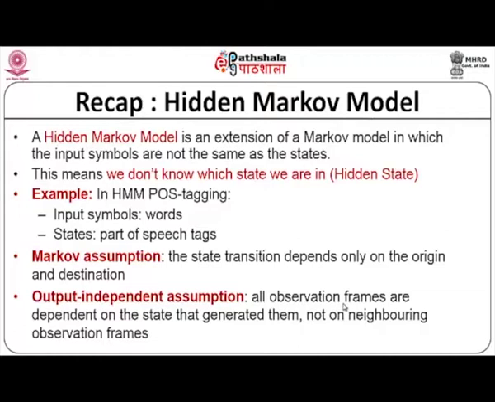So, the Markov assumption that we will be making is that the state transition from one state to the other is dependent only on the origin and the destination, not on other things. There is another output independence assumption. All observation frames are dependent on the state that generated them, not on the other observation frames. So, we are only bothered about the observation being based on the state. It is not based on what was previously observed or what neighboring states gave. So, these are some assumptions we make if we have to model any problem using hidden Markov model.